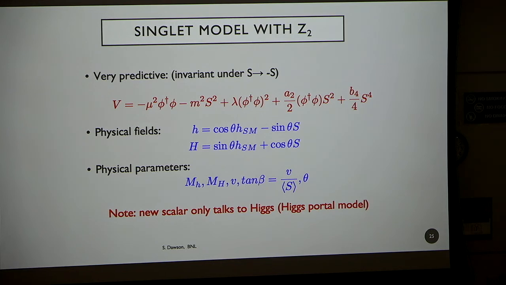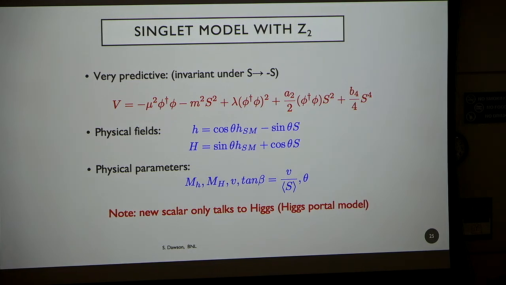So this new scalar is particularly interesting because it's a gauge singlet, and it only talks to the scalar sector. So this is what we call a Higgs portal model, because we've got this S, it talks to our SU2 doublet scalar, then it mixes, and that way it talks to the standard model. So it talks to the standard model through this mixing.